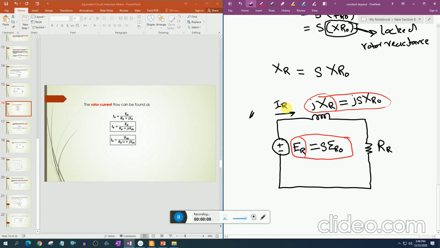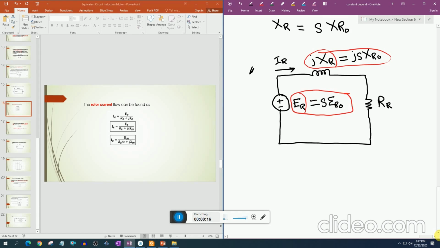Here is the IR, and when we calculate the rotor current from this figure, by Ohm's law the rotor current is equal to ER divided by this impedance, which is RR plus jXR.